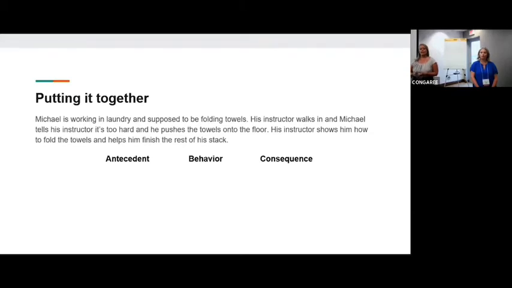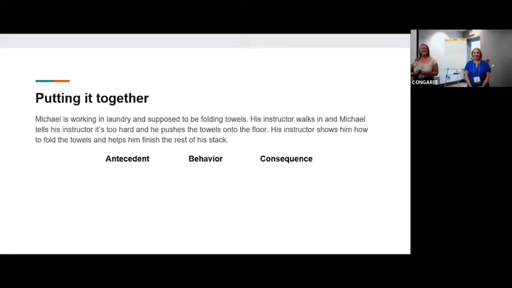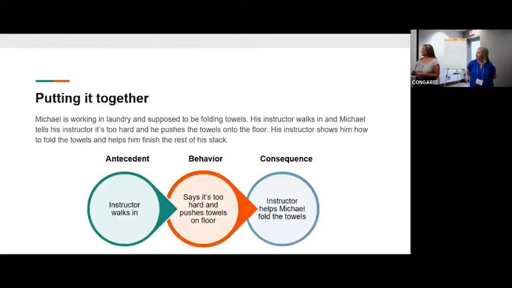What is the antecedent to that? Yep, he's working in there. So that's that environment. And then something happens right before. So look at what happened immediately before he says it's too hard. His instructor walks in. Exactly. The instructor walks in. Michael immediately says it's too hard and pushes his towels on the floor. And then the consequence is the instructor helps Michael fold the towels.